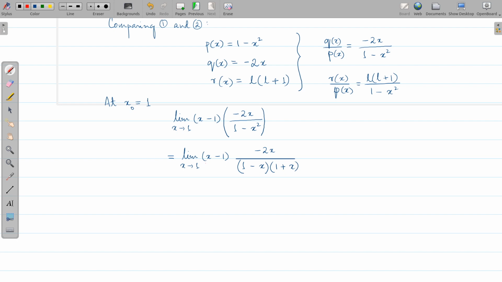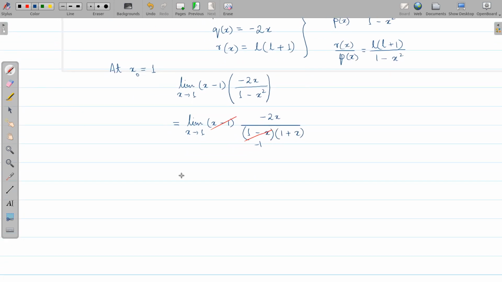What will happen is this will cancel out, with a minus sign, because this is x minus 1, this is 1 minus x, so it will give us an additional minus sign. This minus and this minus will cancel out, and eventually we're going to have limit as x tends to 1, in the numerator 2x, in the denominator 1 plus x. We can now simply replace x with 1 because it's not going to make it infinity. So this is going to give us 2 divided by 1 plus 1, which is equal to 1, which is finite.